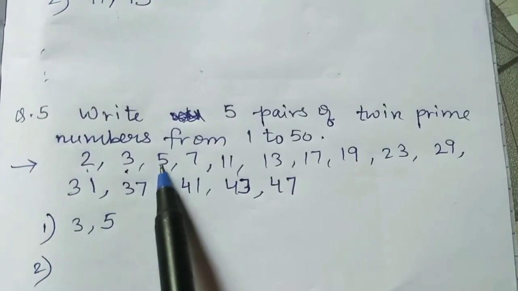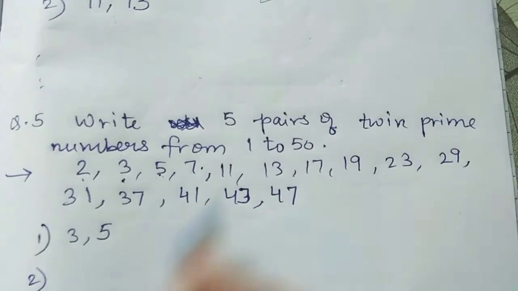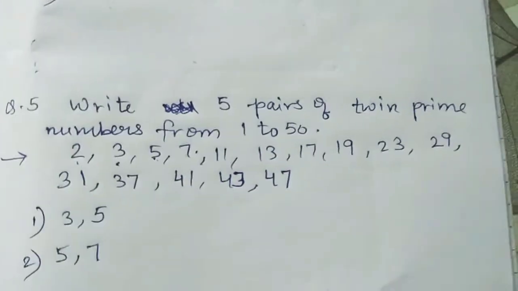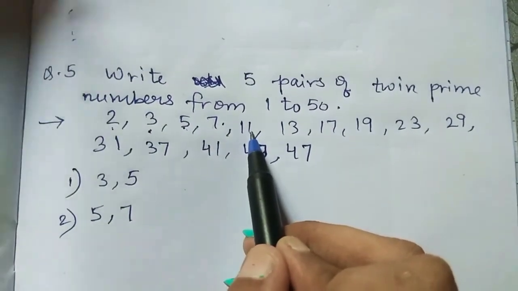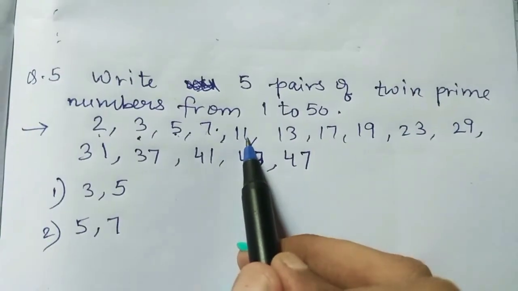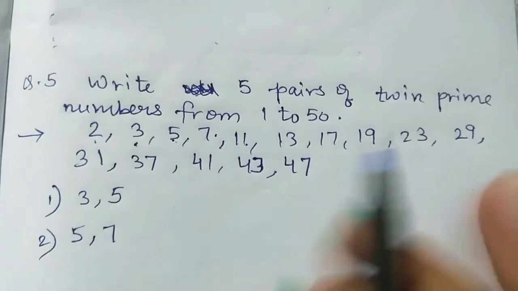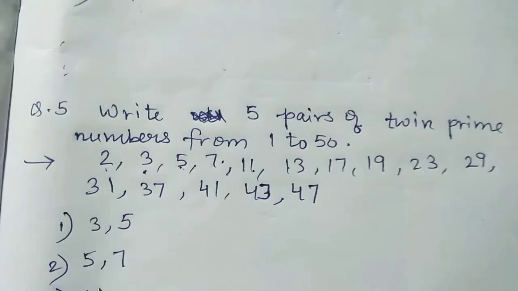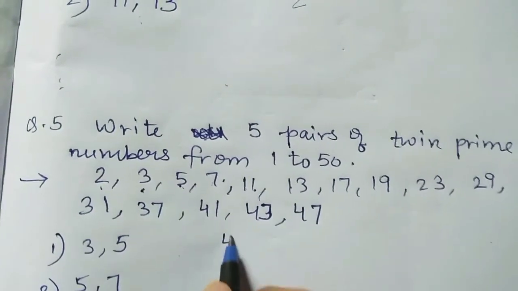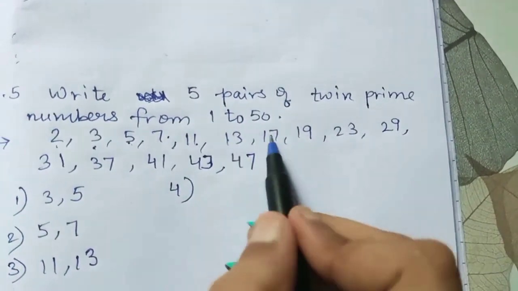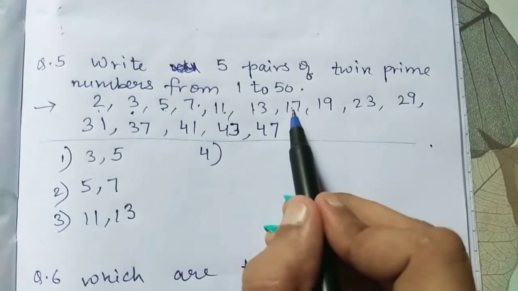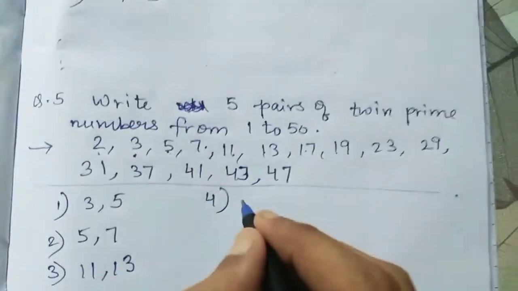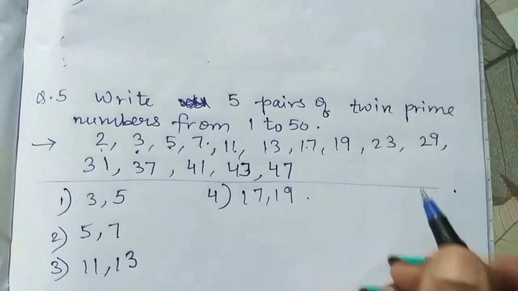Second, 5, 7, again two number gap, so yes, 5 and 7 are also a twin prime pair. 7 and 11, four numbers gap, no, they are not twin prime. 11 and 13, again two number gap, then yes, 11 and 13. Next, 13 and 17, four numbers gap, so no. 17 and 19, two number gap, so yeah, our fourth pair.